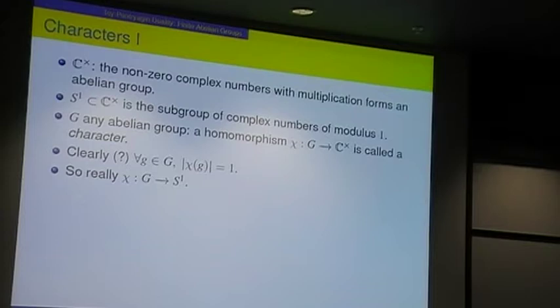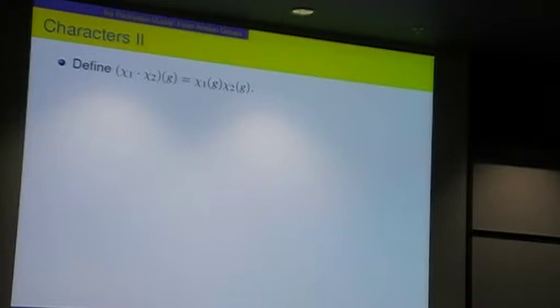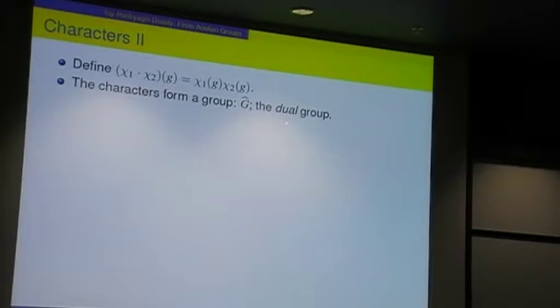So the point about characters, they look just like innocuous functions, but they can organize themselves into a group. So you define multiplication pointwise, and you get a group called the dual group, G hat. And G hat is also abelian because it inherits its abelianness from the target. Okay, so you get from the group G another group G hat, which is also an abelian group.